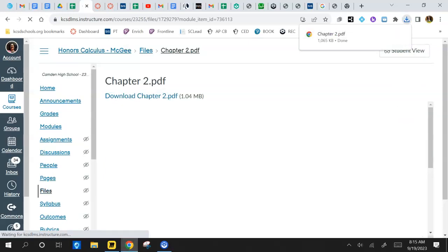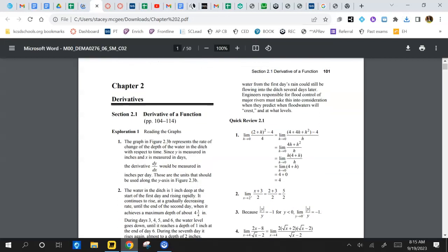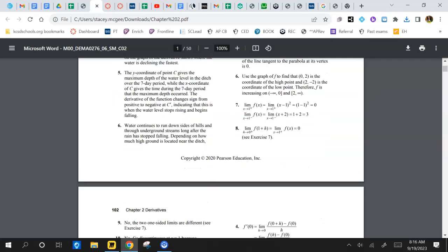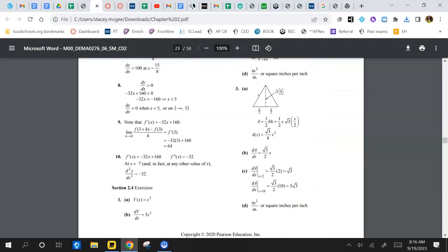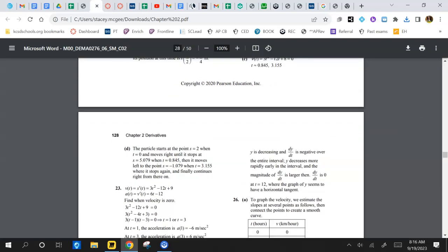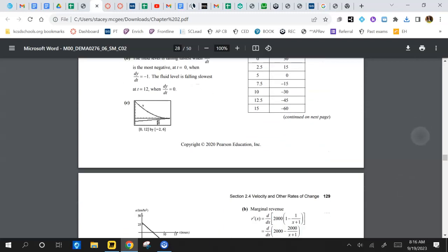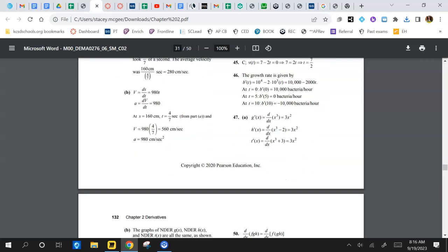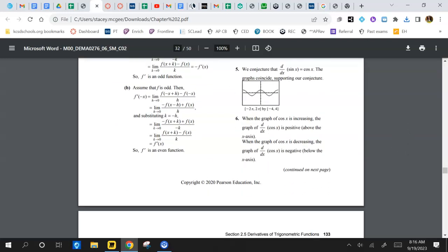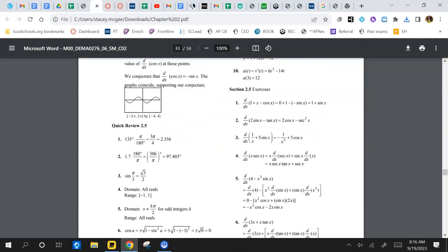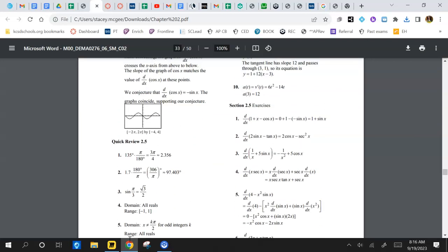All right, what section are we in? 2.5? So I'm going to keep going, it says 2.1, chapter 2, 2.1. I'm going to keep going until I get to 2.5. Oh, I'm in 2.4 now. Oh, here's 2.5, right? There's exploration 1. I'm looking for 2.5 exercises. There's quick review. Here's 2.5 exercises right here. I just opened it from your file.